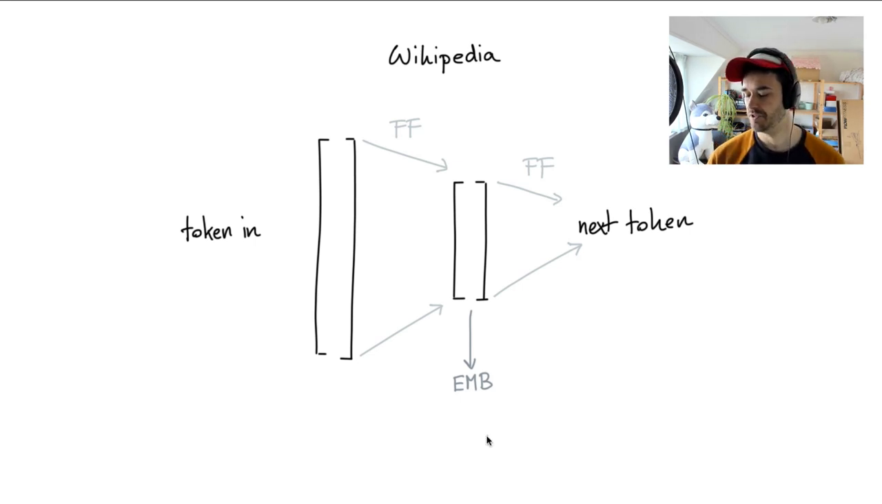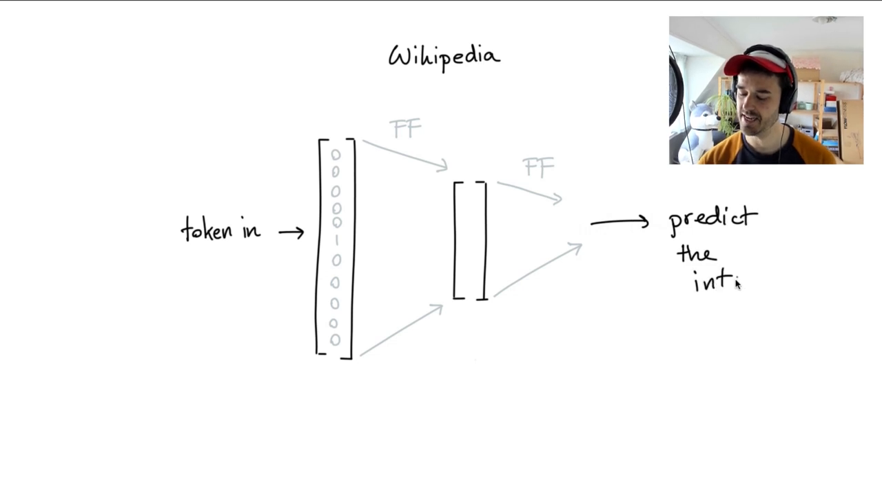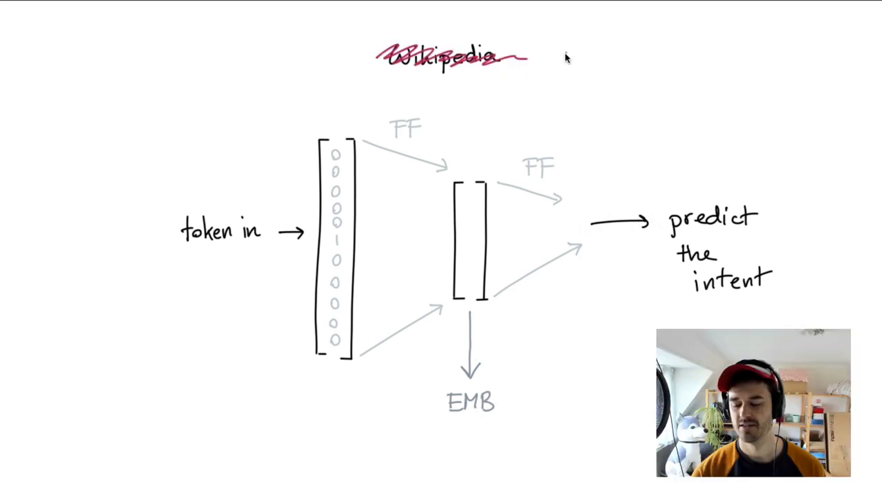Well, what you can also do is you can say, instead of predicting the next token and getting an embedding out that way, what I can also do is just maybe predict the intent instead. And that way what you'll get is a representation in the middle of your neural network that's still an embedding, but it's not trained on all of Wikipedia. Instead, it's trained on your specific use case.